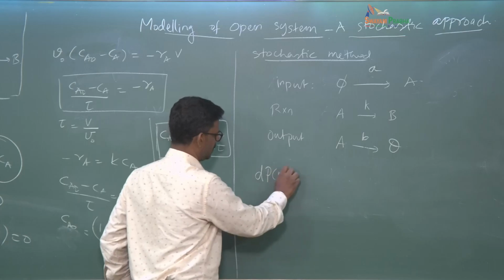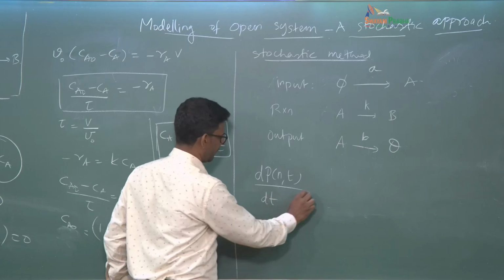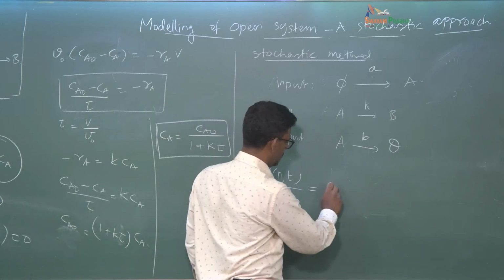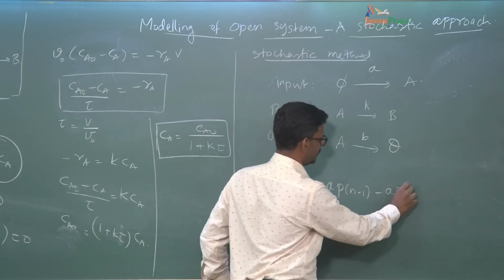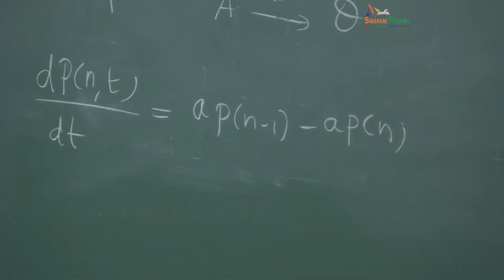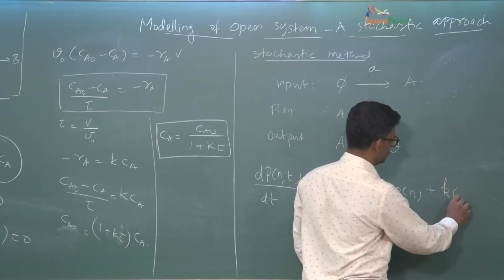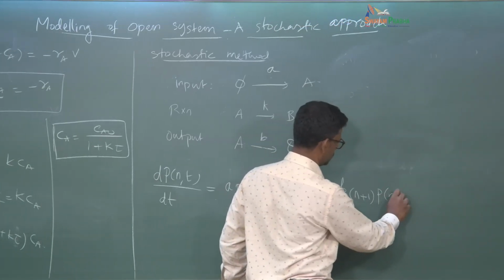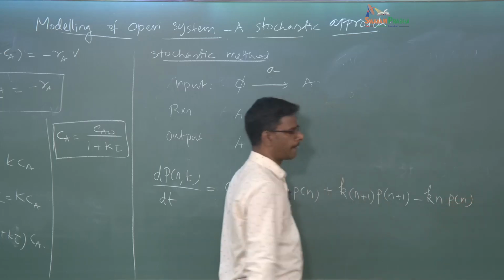So d of p(n, t) by dt, like before, we have A times p(n minus 1) minus A times p(n). This models the injection or the input. Then we have the reaction.